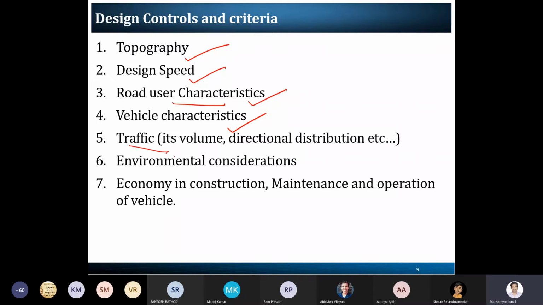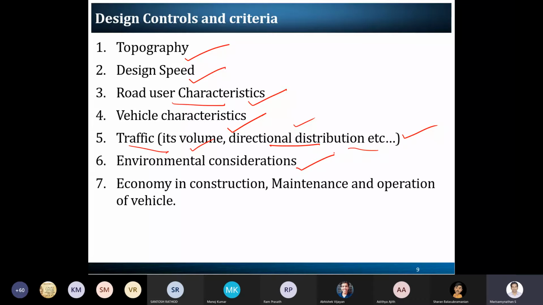Then the traffic: the volume of the traffic, high volume or low volume, whether it will be one way or two way, whether the U-turn is prohibited or allowed, right turning, left turning. So all the directional distributions, speed of the vehicle, parking, all the traffic-related parameters are controlling what we can say the alignment elements. The factors we are going to study at micro level in your third unit.